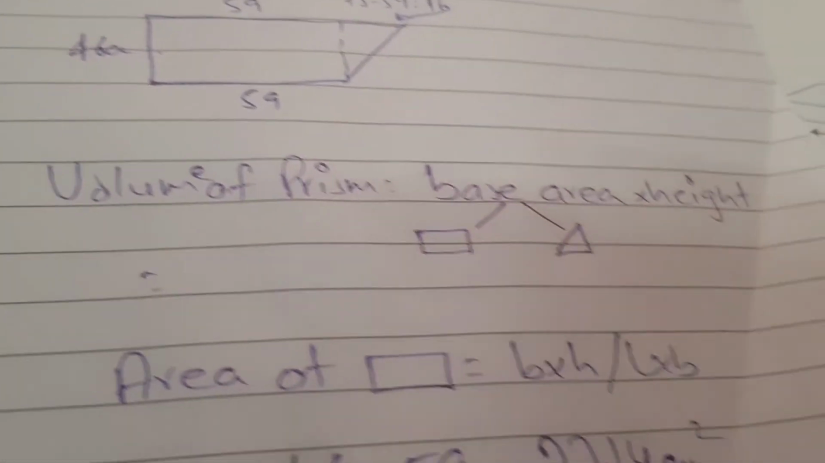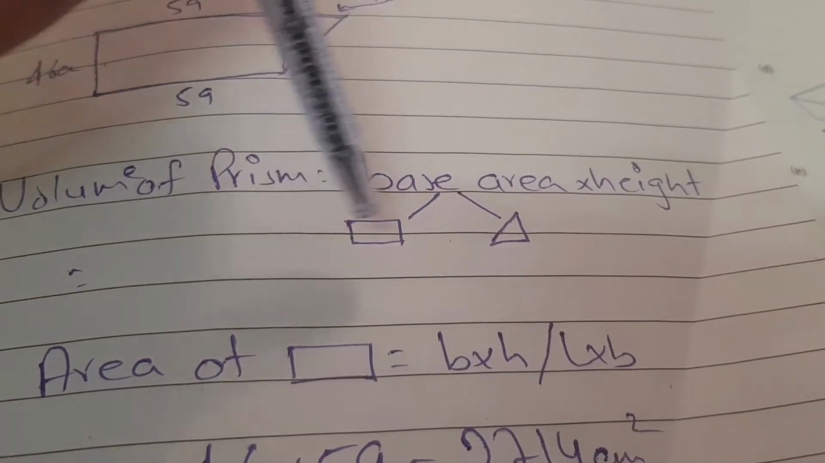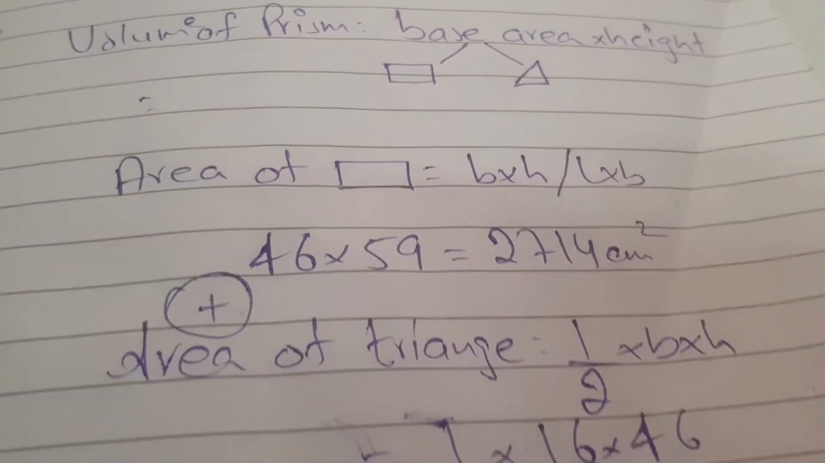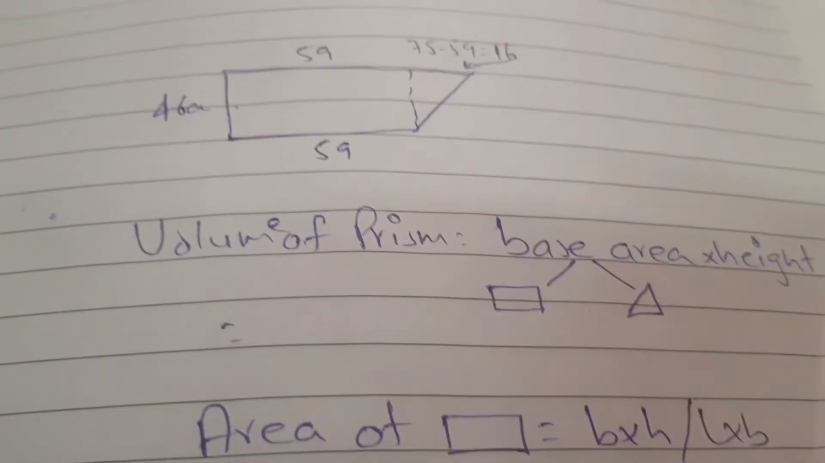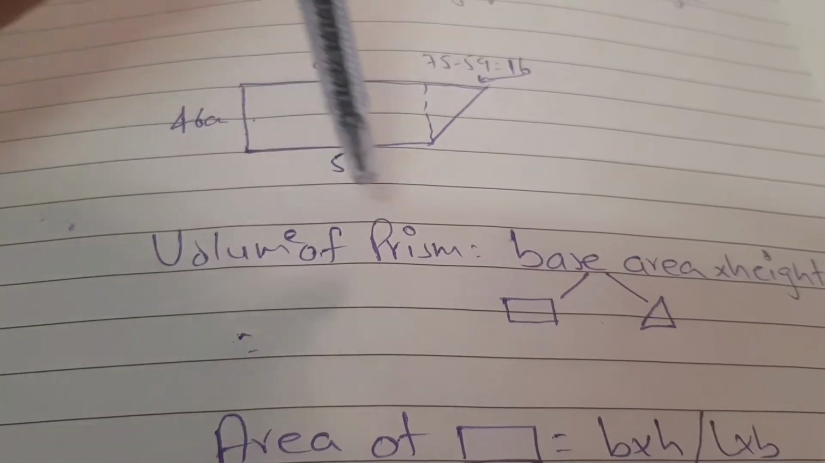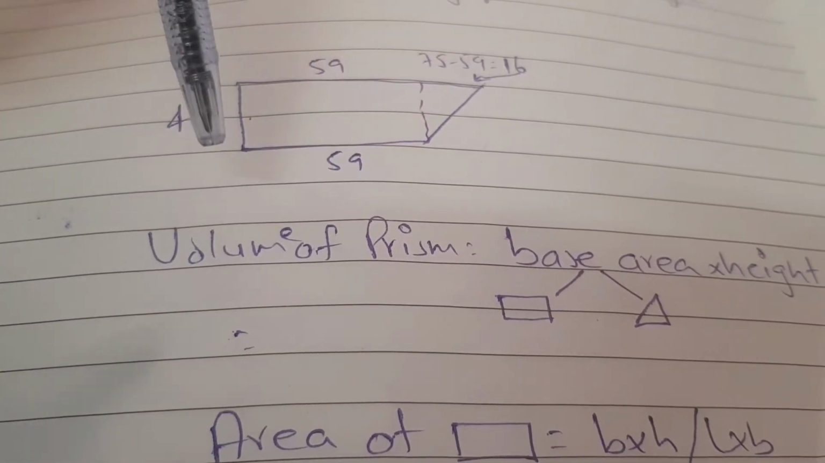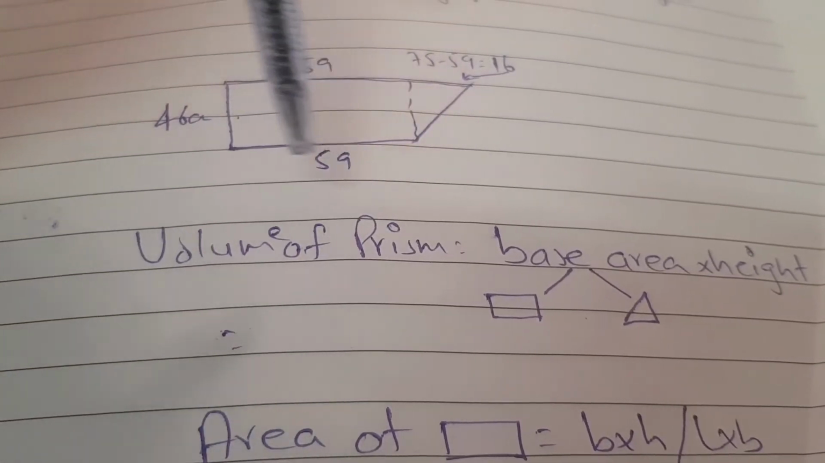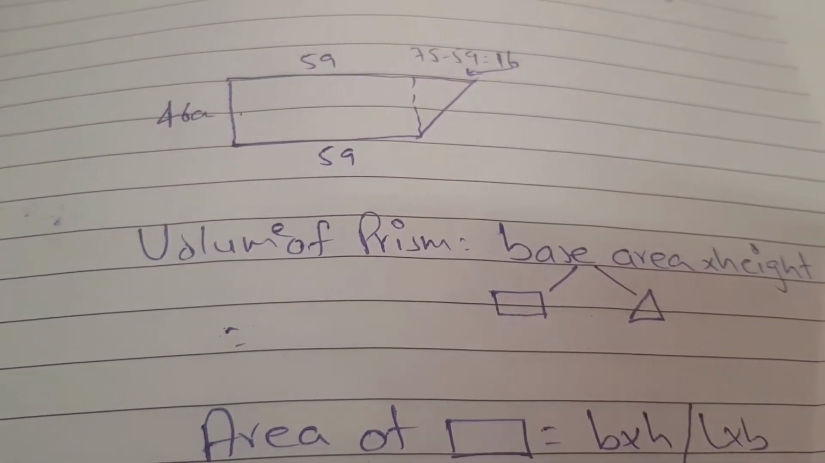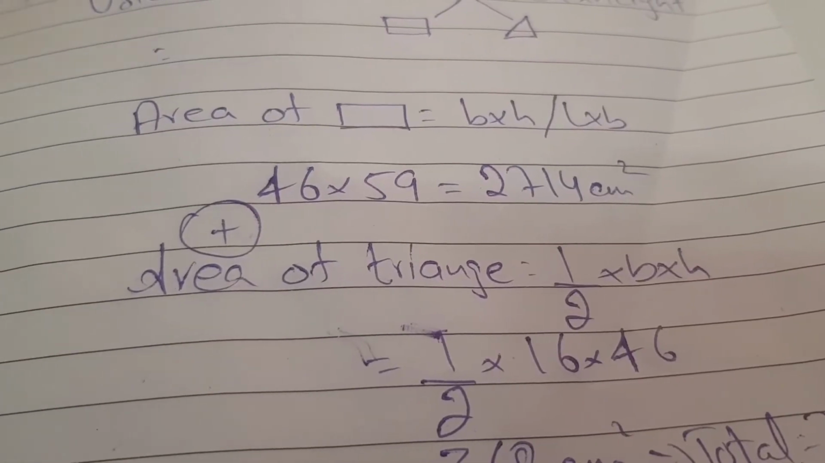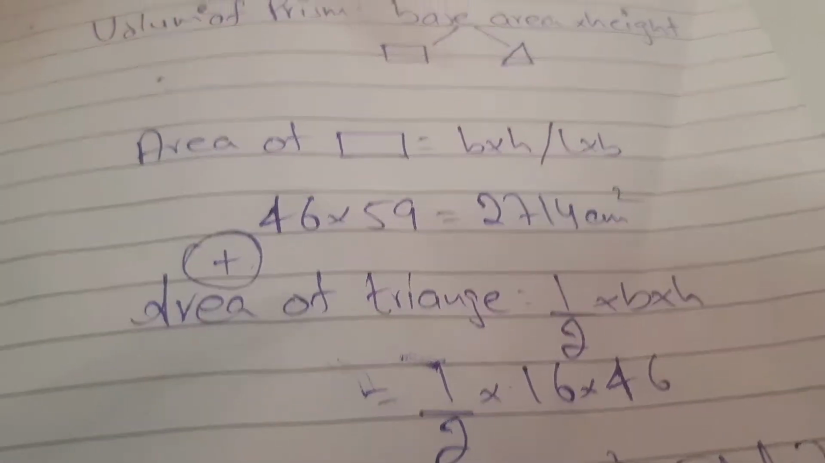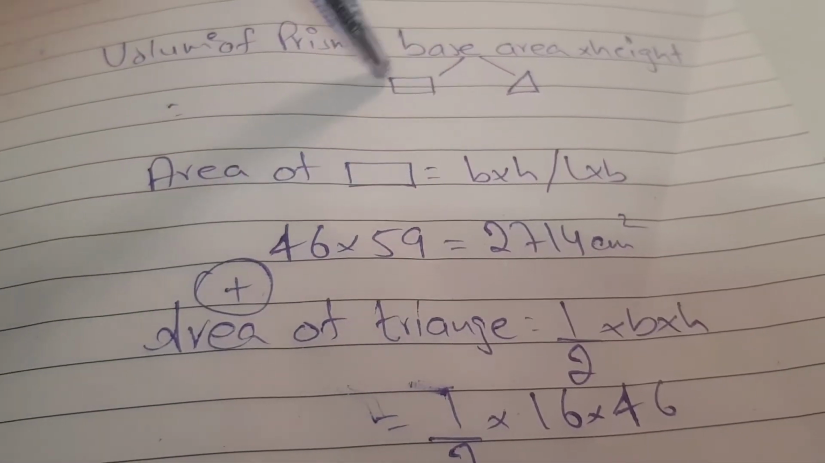Now it is easier for us to solve it. The volume of a prism is base area into height. In the base we have two shapes, a rectangle and a triangle. So I'm sorting out the area of the rectangle first, base into height. The base of the rectangle is 59 and the height is 46, or length into breadth. It is the same thing in our case. 46 into 59 or 59 into 46, vice versa, gives you the same answer. So you get 2714 centimeters squared. That means you are done with this part.